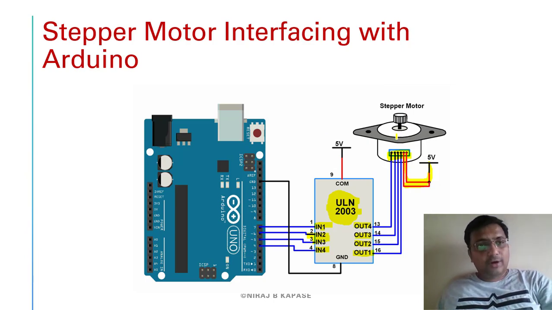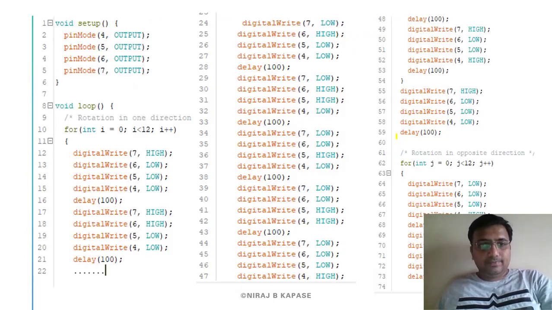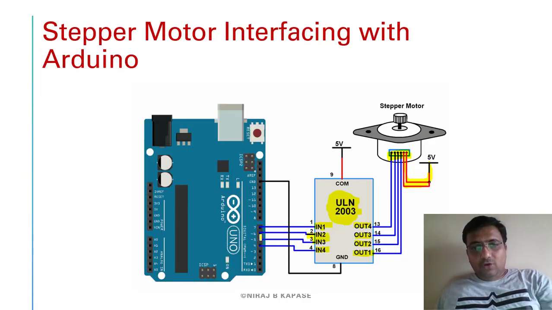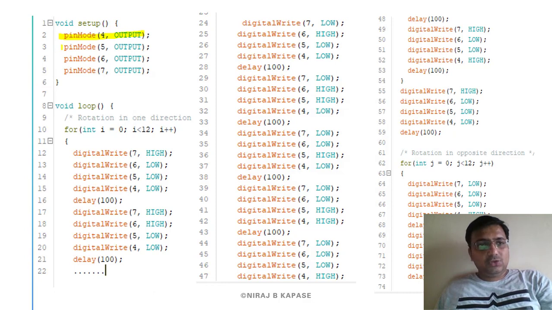Okay, so we'll see the programming of the stepper motor with Arduino. Here is the program. In the very first stage, we need to set up the pin modes. Here we have connected to pins 4, 5, 6, 7, so these pins are output pins. If we configure those pins as outputs: pinMode(4, OUTPUT), pinMode(5, OUTPUT), pinMode(6, OUTPUT), and pinMode(7, OUTPUT).